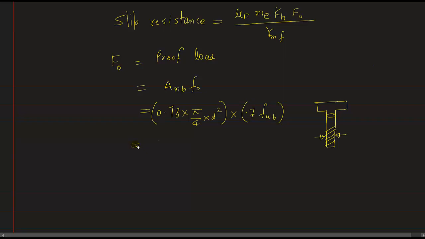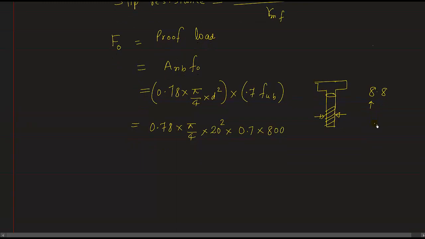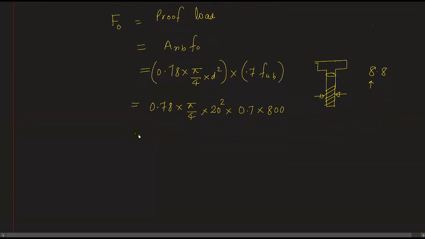Now if I plug in all these values, this is 0.78, this is pi by 4, and d in this case, the diameter of the bolt, is 20 mm, and this is 0.7, and fub is 800 because I have a bolt of 8.8. So we can multiply this 8 by 100 and then I can get the fub value, that is 800 in this case. So if I calculate, this turns out to be 137 kilonewton.